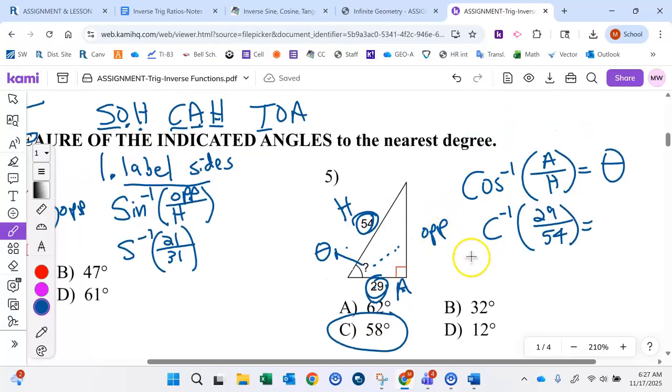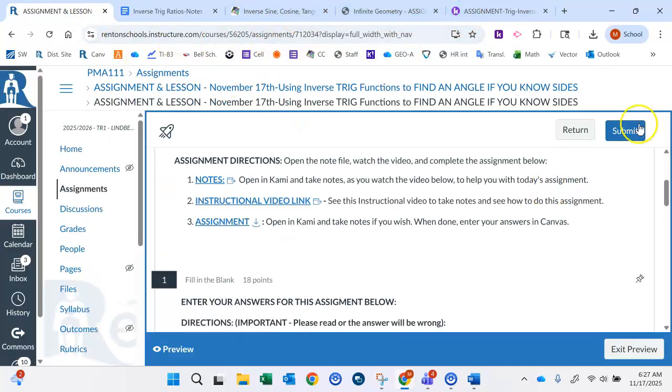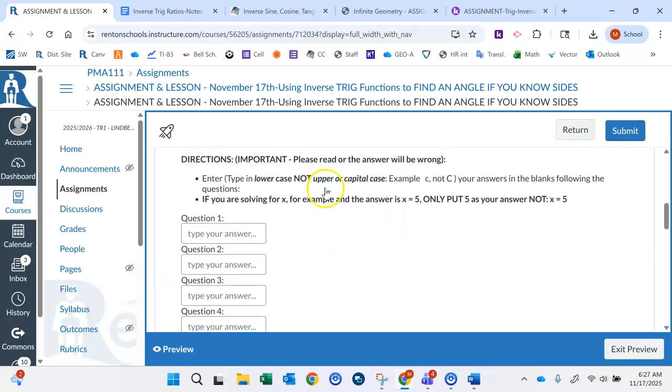That's how you find the angle if you've got two sides. So now you can go ahead and finish the assignment and then make sure you put your answers into Canvas and hit submit, and that's it.